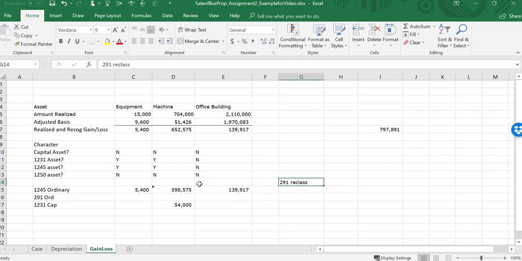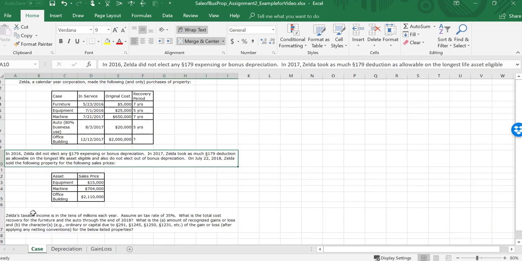So as a result, do we apply a 291 reclass to this? Absolutely not. So there's no 291 to apply to that. If it had been held long term, then we would apply 291 to this situation. We would determine what is the amount of depreciation recapture we would have had if it were a 1245. We'd multiply that by 20%, and then the rest of it would spill over into 1231 capital gain, but that is simply not the case. Okay, are we done? Let's see. Taxable income, tens of millions. It looks like we are all set.